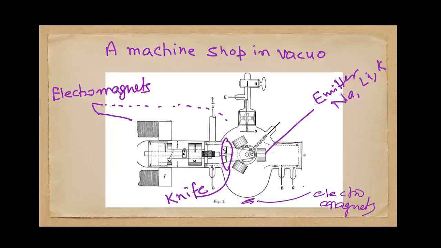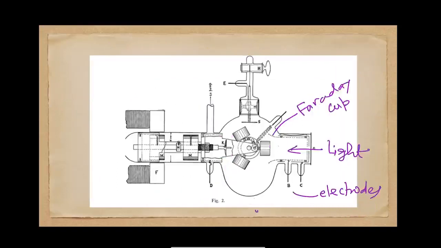is for that cleaning. So the wheel will be rotated and the appropriate emitter will be brought in front of this knife, and then from the left magnetic coils, this whole structure will be taken towards right, and then it will scrape that surface layer from that emitter. So those are the kinds of care he is taking.